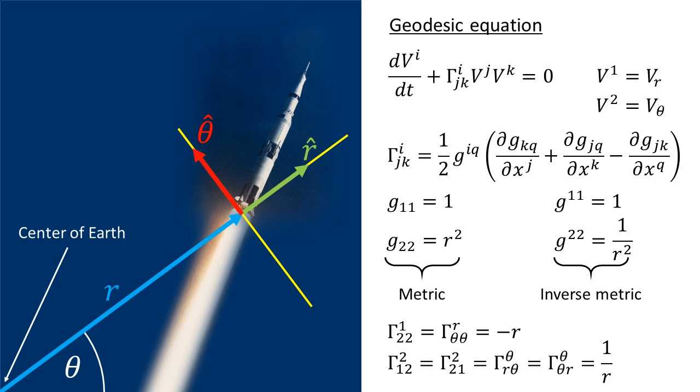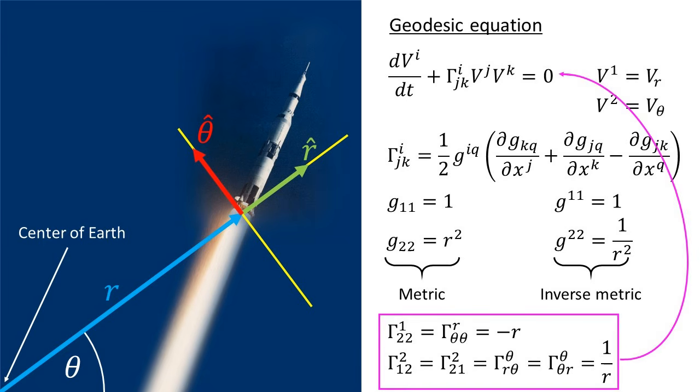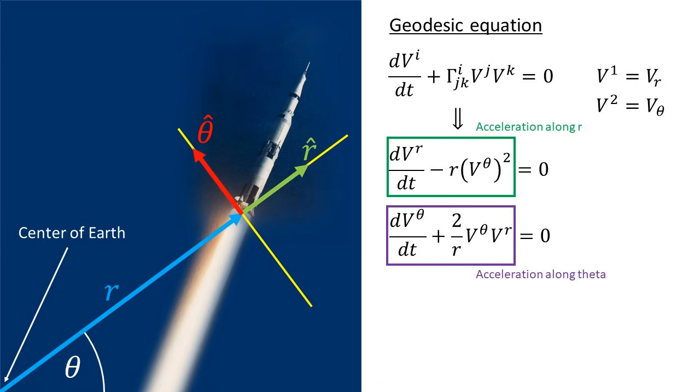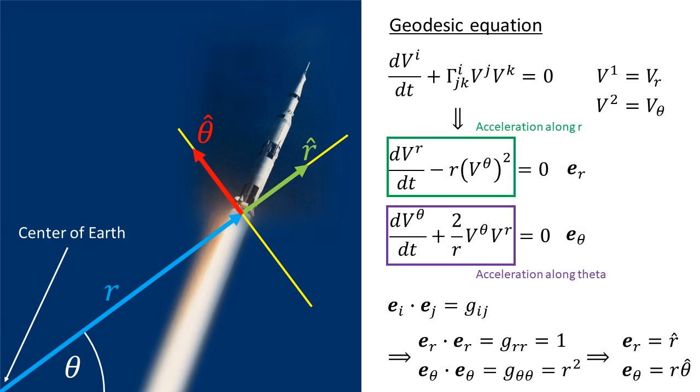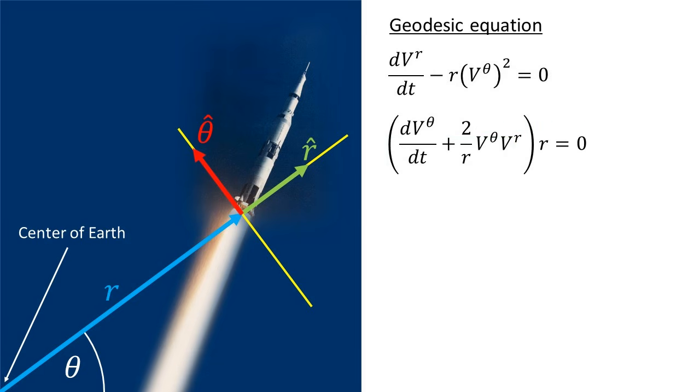So the geodesic equations for the r and theta components are... So these are the accelerations along r and theta. However, we have to remember that these components are in the basis e sub r and e sub theta, which are not in general unit vectors. But we can express them as unit vectors using their relationship to the metric, which is this. This gives us an extra r here.